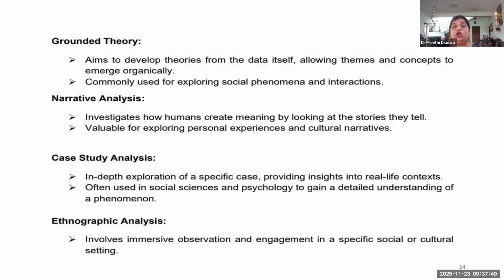What is a grounded theory? You develop theories from the data itself. Reshma went to the evening party. Or maybe she's an employee who works for a night shift.